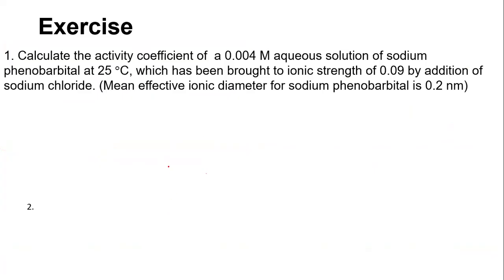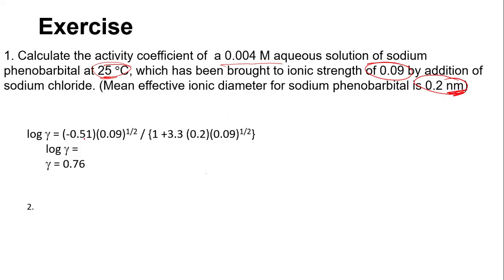Good. Now, the exercise here: you are supposed to calculate the activity coefficient of 0.04 molar aqueous sodium phenobarbital at 25 degrees Celsius. The 25 is important because we said when it's at 25, we can use the second equation. It has been brought to an ionic strength of 0.09 by adding sodium chloride. The mean effective ionic diameter of sodium phenobarbital is 0.2 nanometers. The nanometers has also given it away, so we'll use the second equation. It's a very simple calculation. We put in the figures.